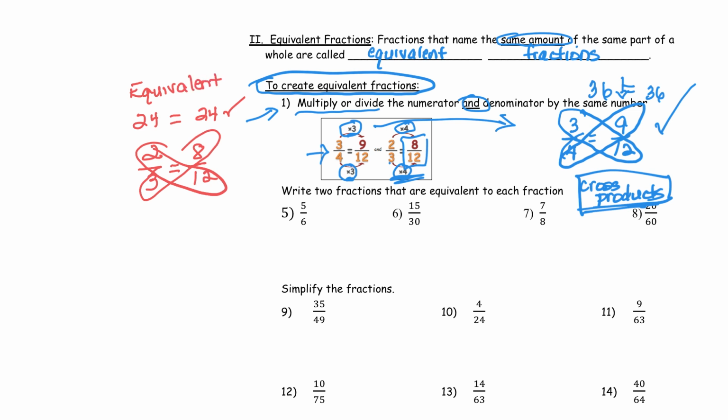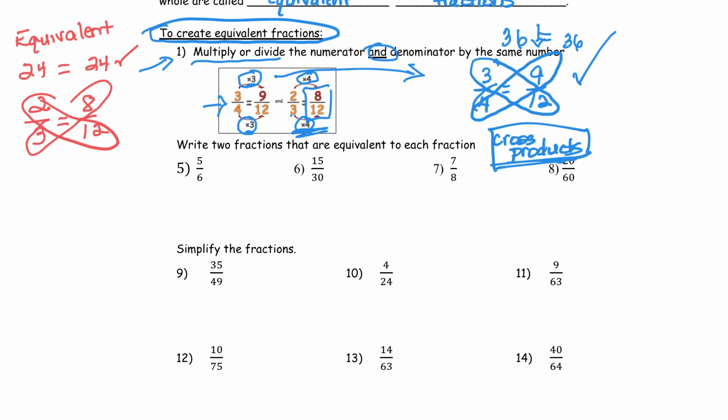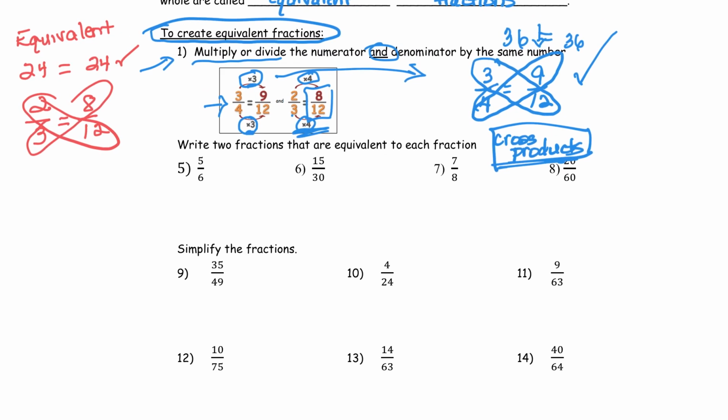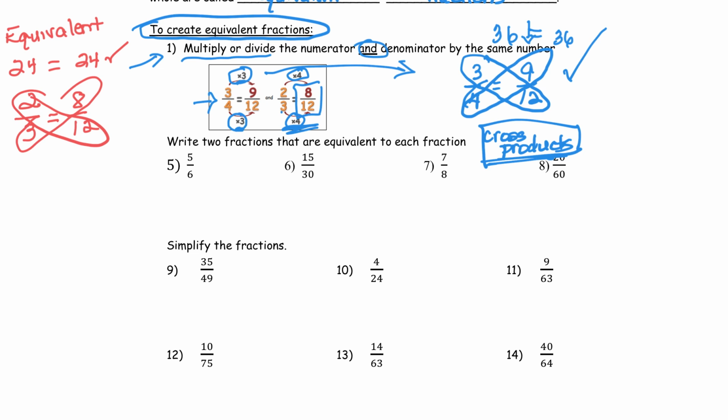Okay, let's go down to numbers 5, 6, and 7. Let's give those a shot. The directions say, write 2 fractions that are equivalent or equal to each fraction. I'm only going to have you do one, so let's just cross that out and write 1. Okay, so 5/6. Here's the easiest way to do this. If it's already in simplest form, like 5/6, and you're looking to make an equivalent fraction, here's a simple way to do it.